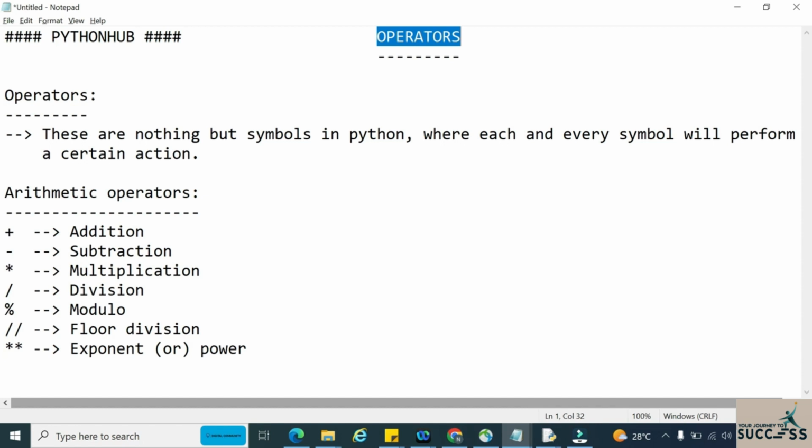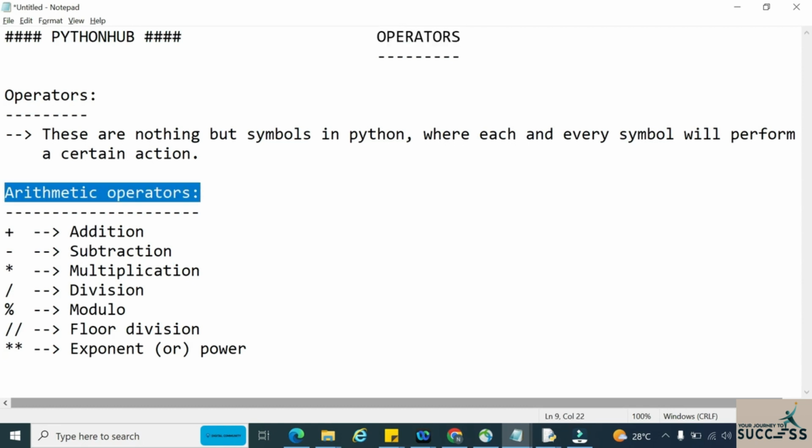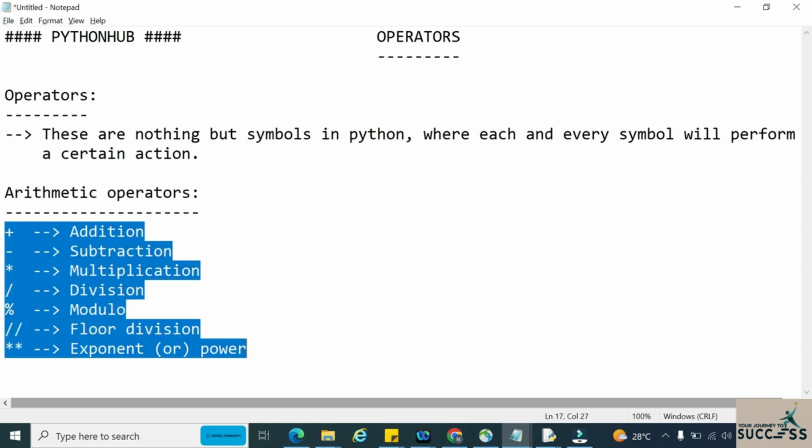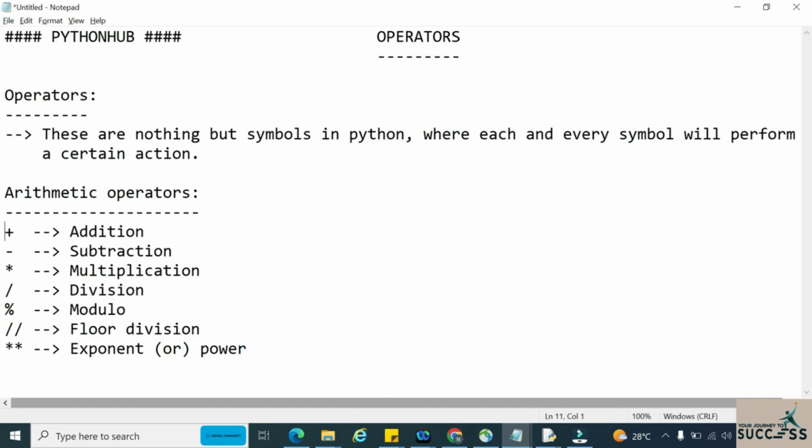In this particular tutorial we are discussing the first kind of operators, which are arithmetic operators. In arithmetic operators we mainly have 7 operators available. The first operator is addition, that is plus. Plus is the operator used to perform addition in Python.